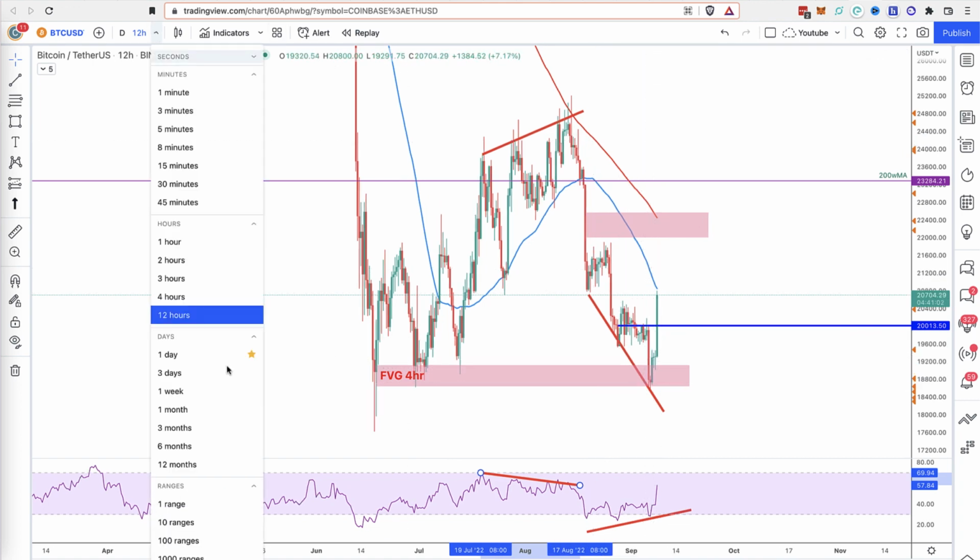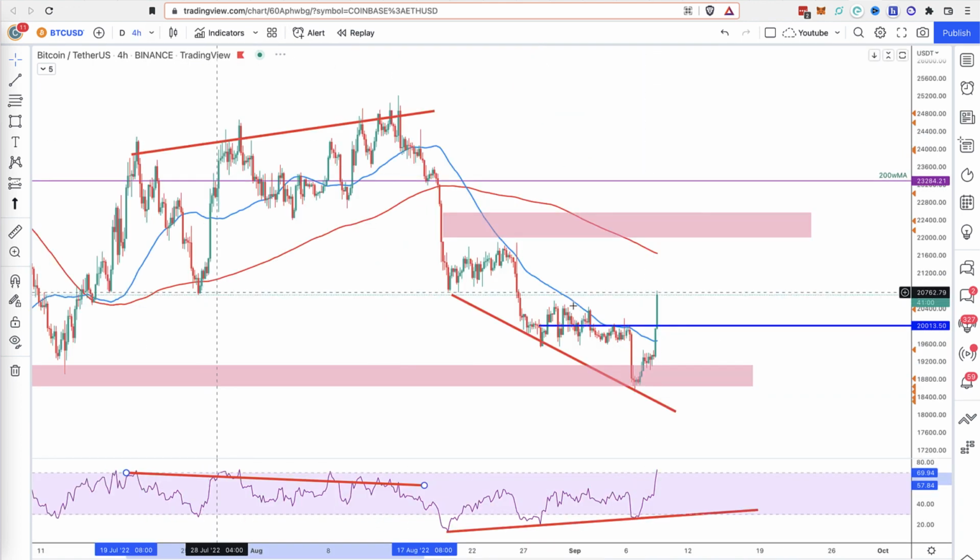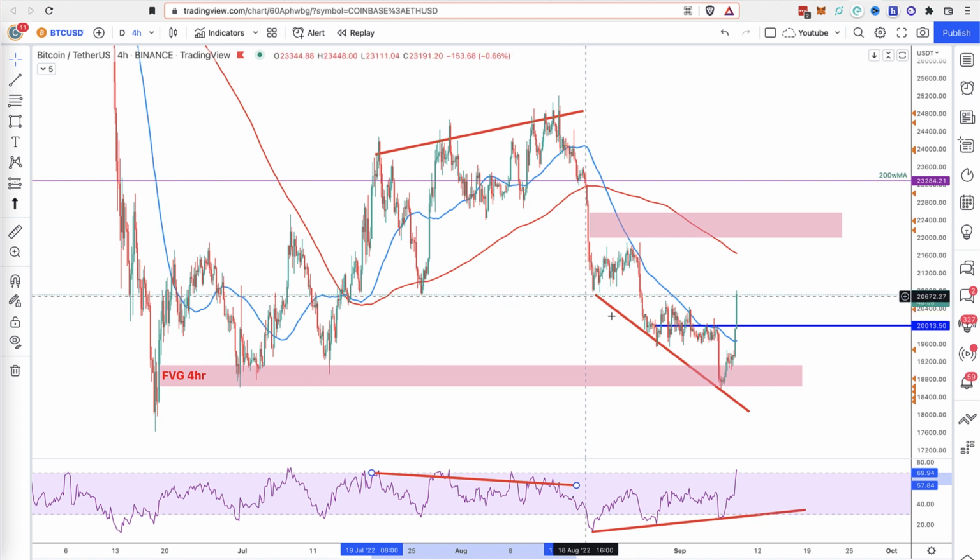Now we got the opposite on the 4-hourly time frame. We got the bullish RSI divergence, and as it happened, it literally moved higher.